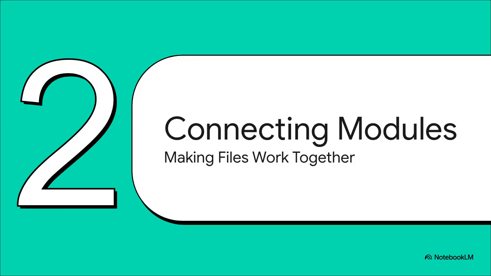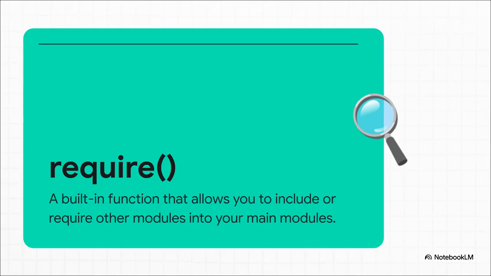Okay, so if every single file is its own little private world, how in the world do we get them to talk to each other? How do we share functions and variables and all that good stuff between them? Well, Node gives us a built-in function for this called require. You can basically think of it as the tool that lets you pull one file into another. It's really the first step in connecting all these separate worlds so they can work together as one cohesive application.